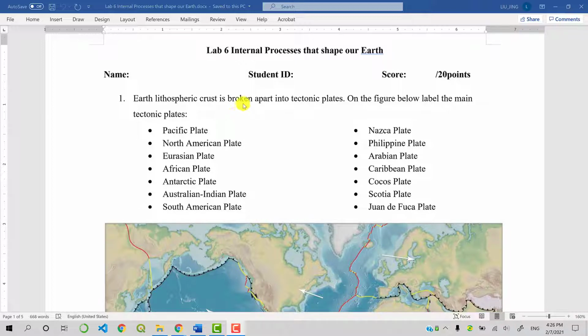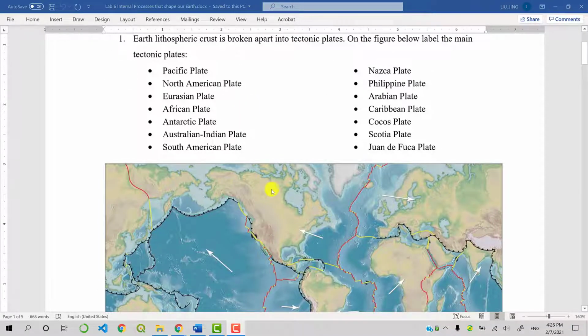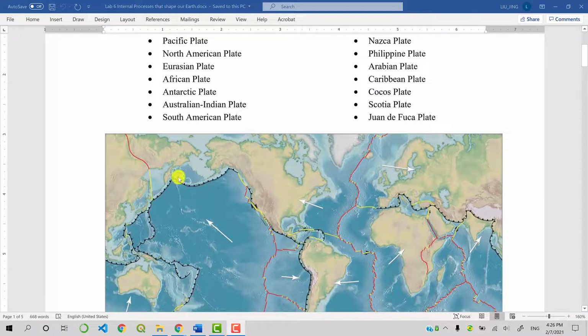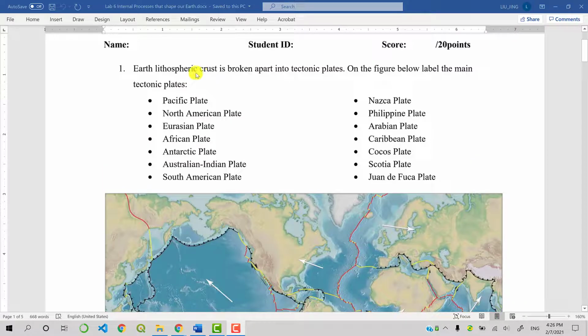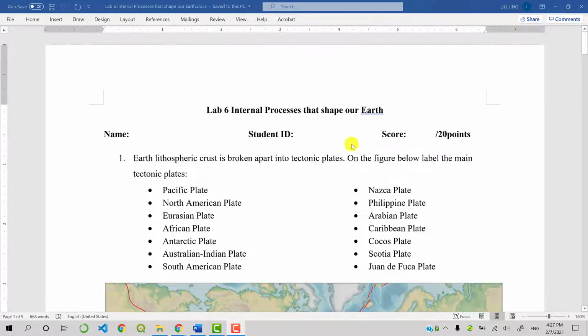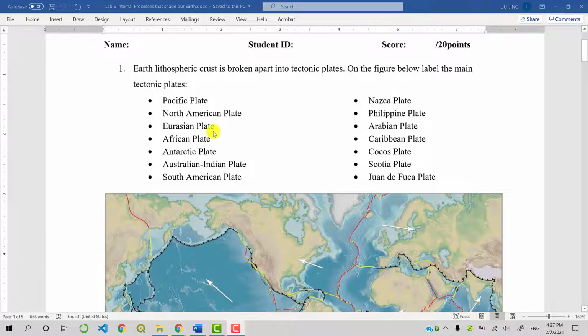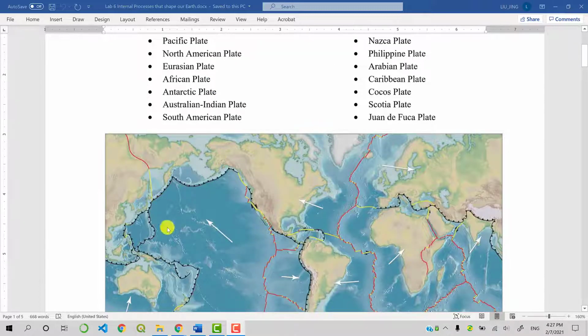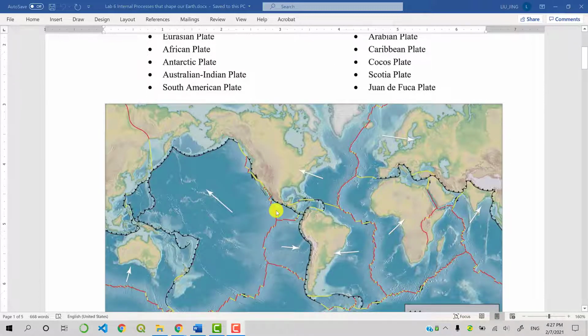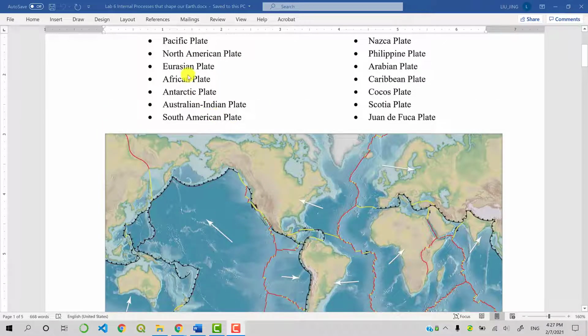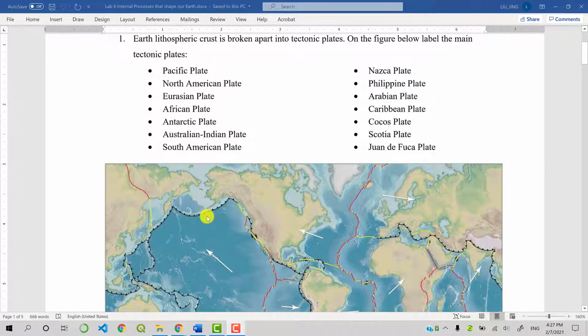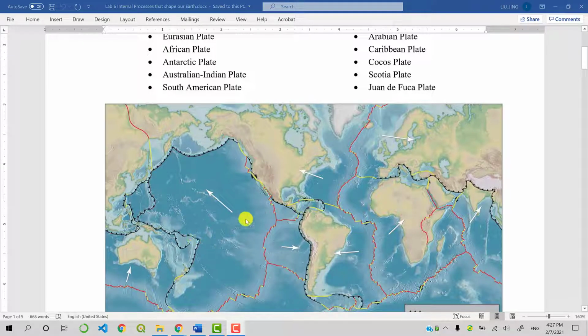They break our plates into different pieces. We call them tectonic plates. That's what you learned in the lecture. But the first question is very straightforward. I want you to label all these major and relatively smaller plates where they are. So for example, where is the Pacific plate, you put a name here, Pacific plate.